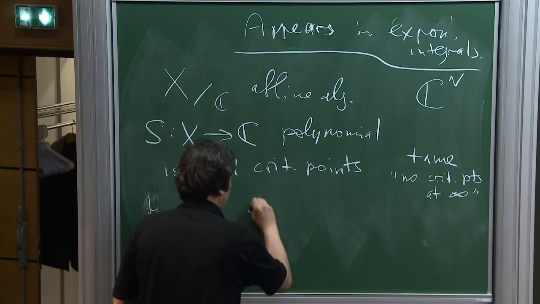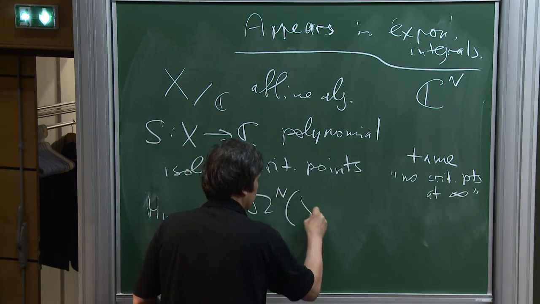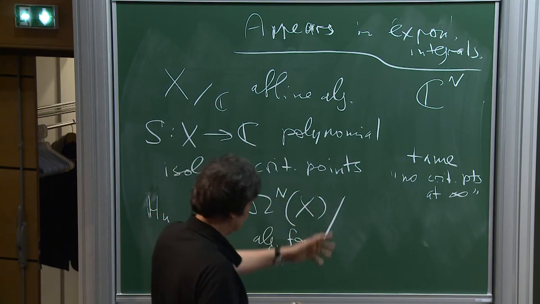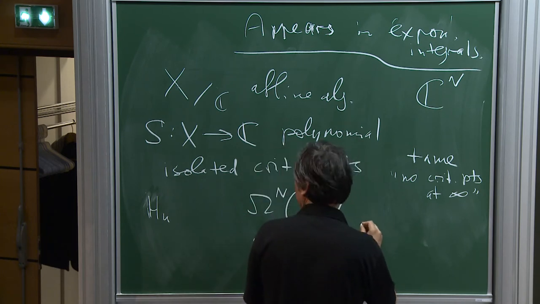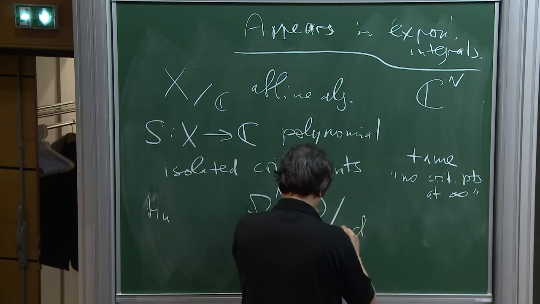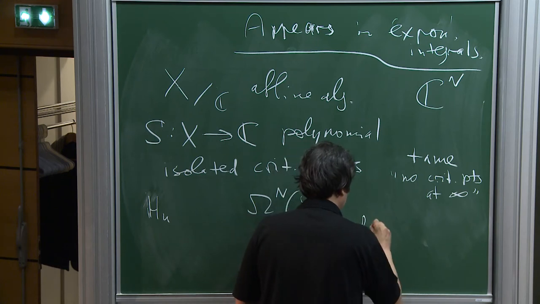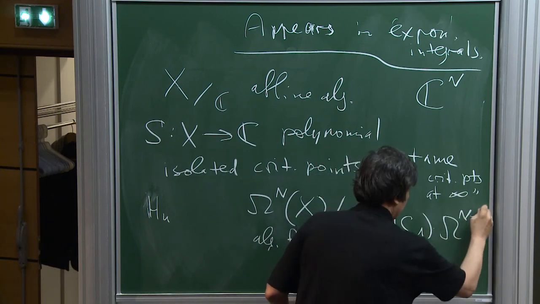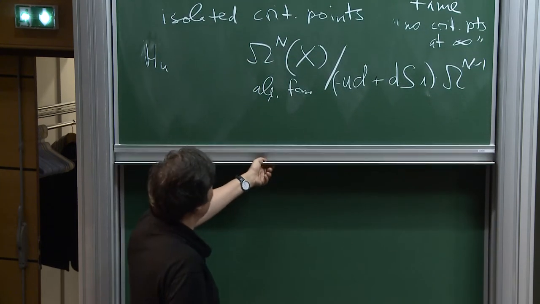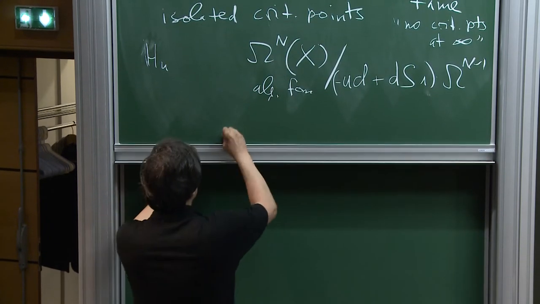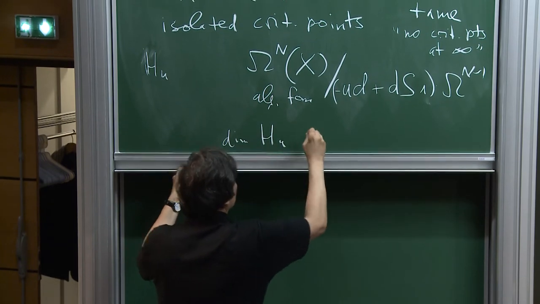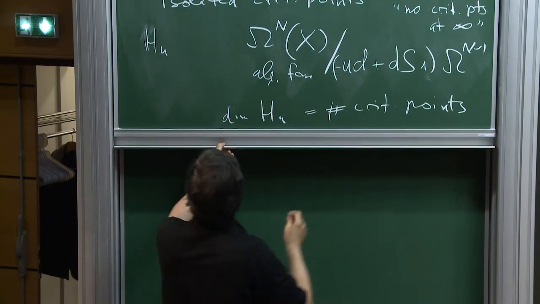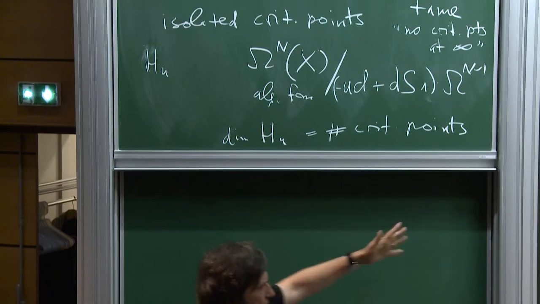We consider the space of algebraic n-forms on X, and take the quotient space by the image of d minus u d S wedge, that is, d plus multiplication by dS, applied to (n minus 1)-forms. It will be a finite dimensional space, and the dimension of this H_U will be the number of critical points. So you get a vector bundle.